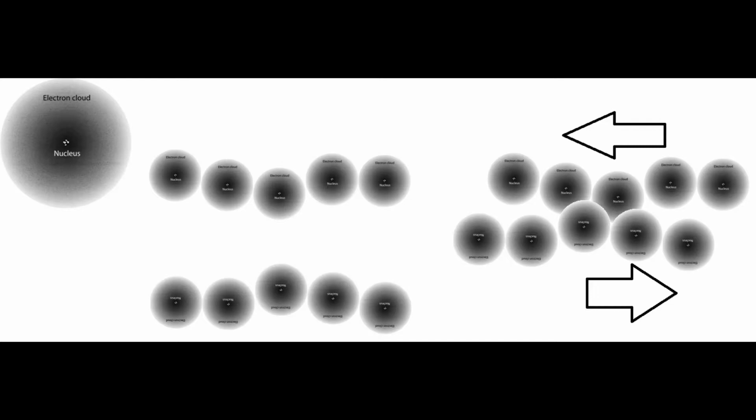This is on the boundary, on the surface of those objects. What happens when you bring them closer together and move them in opposite directions? The electron clouds overlap with the electron clouds in the other object. So here you can see that the electron clouds can overlap with the electron cloud of the other object.